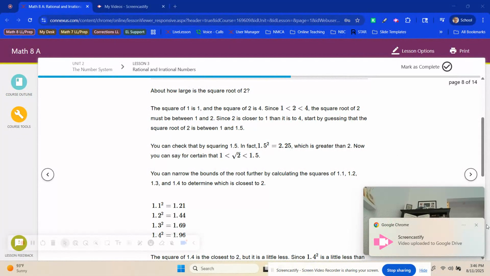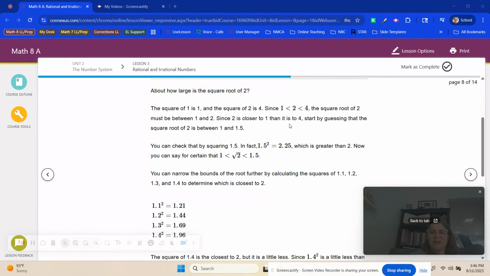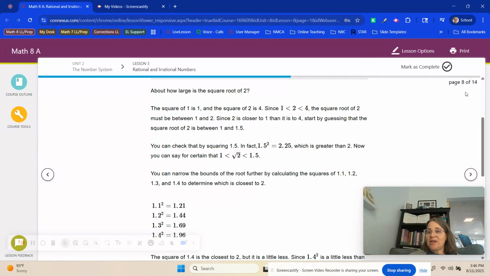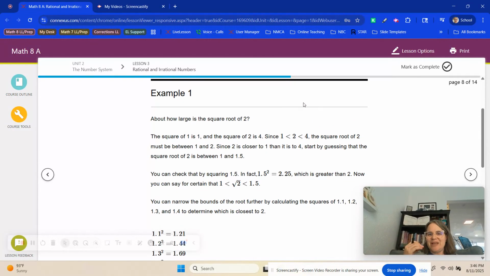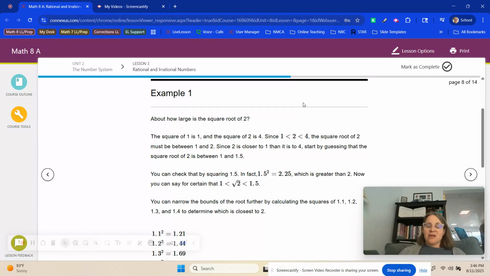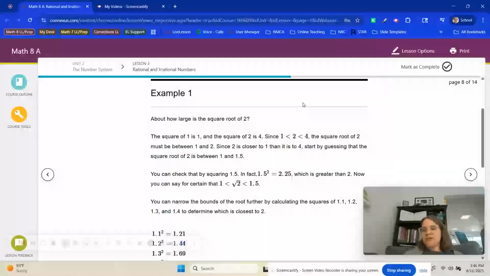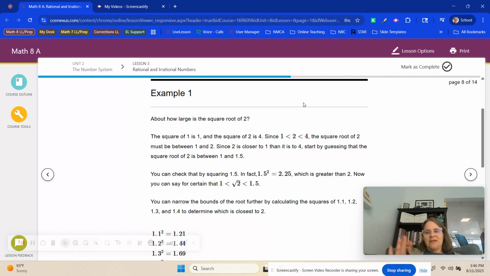Hey everybody. If you look here, I am looking at page 8 of 14 in Unit 2, Lesson 3, Rational and Irrational Numbers. This example here I thought was a little hard to follow, and I thought it would be nice to see it on a number line. So if this example makes sense to you and you don't need help with it, don't watch me do this. But if you thought it was a little bit confusing, let's take a look at it together.